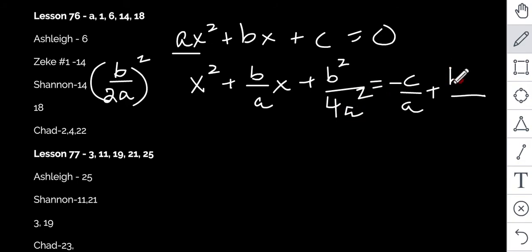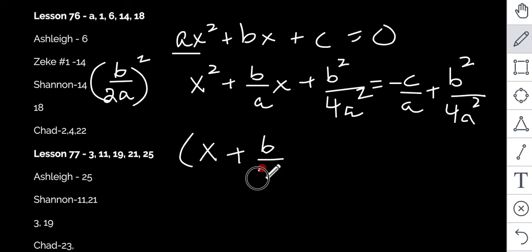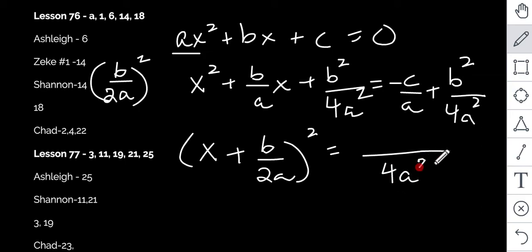We're going to do the same thing to this side. What we formed is what we call a perfect square trinomial, so it factors into x plus b over 2a quantity squared. And on the right side, we're going to find the common denominator, which is 4a squared. And this one needs an a, right? So it's going to be negative 4a needs an a, and it already has a c. This one doesn't need anything, plus b squared.